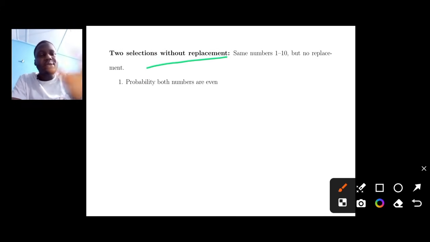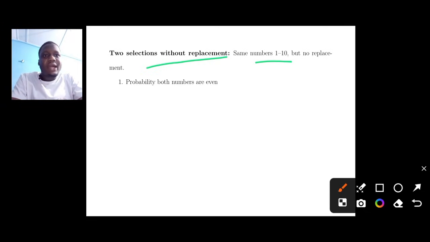So this one, we don't put it back. So what I have affects what you choose. If I select 3, you can't select 3. And this is where it moves from so simple to a bit technical, where you have to be careful. So we have the same numbers 1 to 10, but once you pick the first one, you don't replace for the second selection. So we will be mindful here.